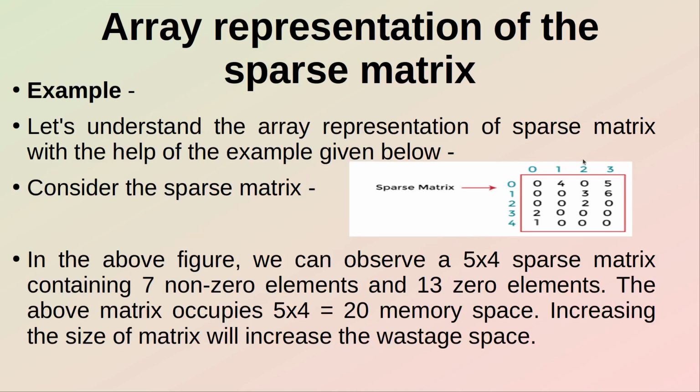So here is one example of a sparse matrix. Most of the elements are zero. Here only 7 elements, 1 2 3 4 5 6 7, are non-zero elements. So the remaining 13 elements are zero. Here we should concentrate only on the non-zero elements.